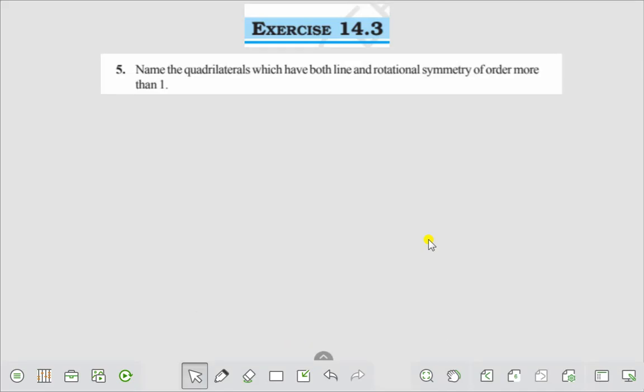Hello everyone. Name the quadrilateral which has both line and rotational symmetry of order more than 1. Exercise 14.3, question number 5.